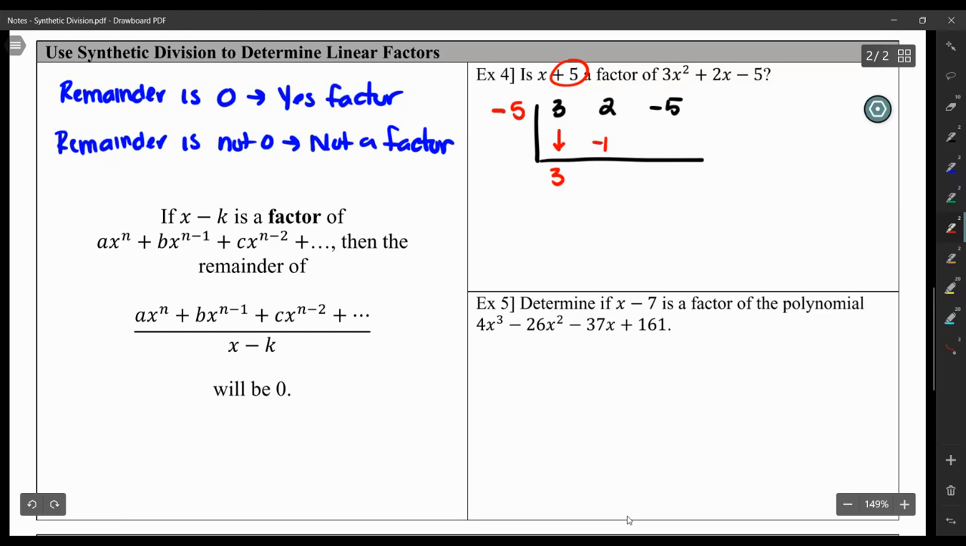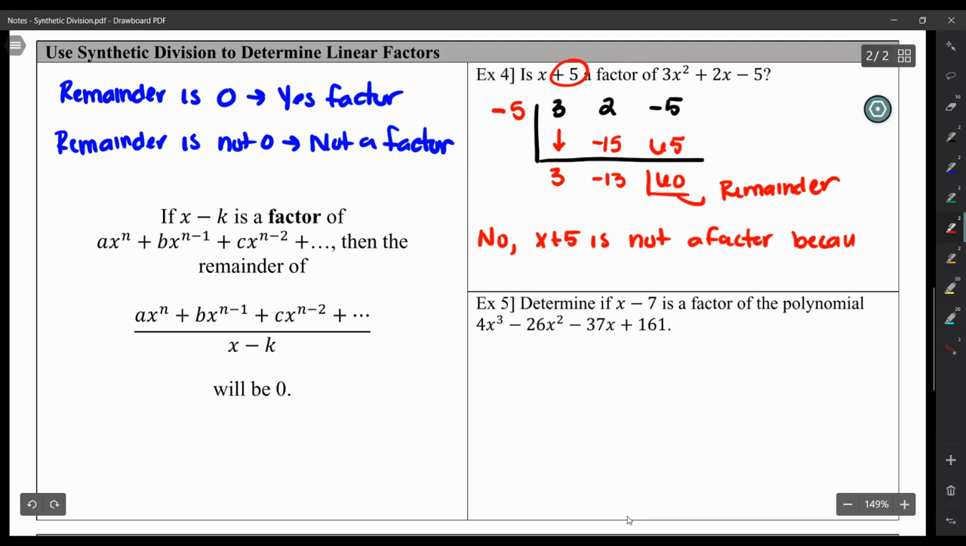-5 times 3 makes -15. 2 plus -15 makes -13. -5 times -13 makes a positive 65. And -5 plus 65 is 60. So here is the remainder. So because the remainder is not 0, we can say that no, x plus 5 is not a factor, because the remainder was not 0.